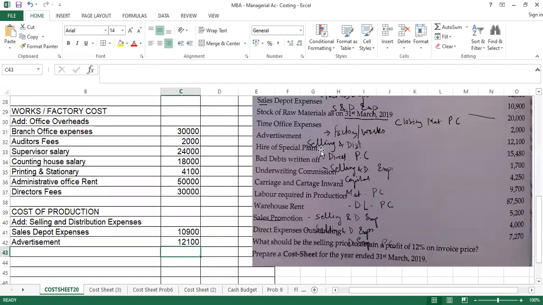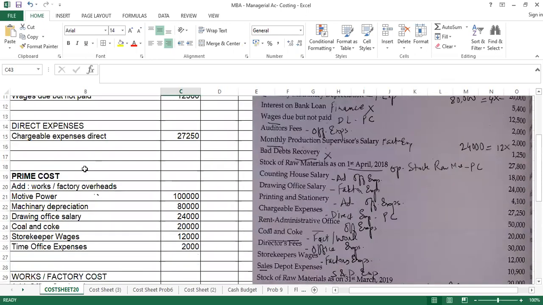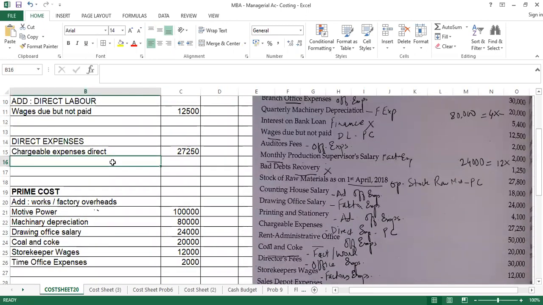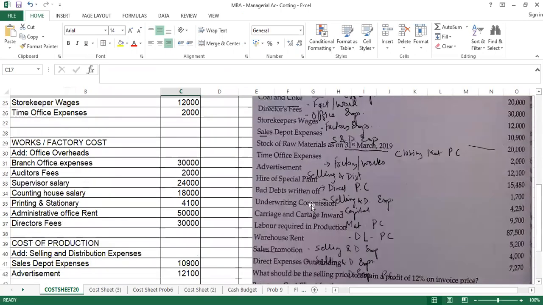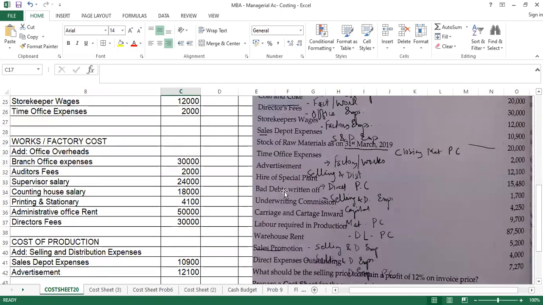Next, hire of special plant. Is that your main expense? That will go into your direct cost. So hire of plant will be your direct expense. The amount you have paid for hire of special plant is 15,480. Very good.